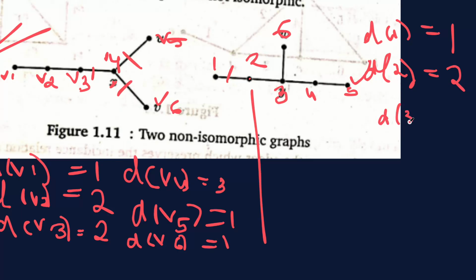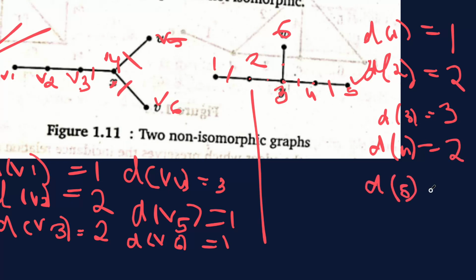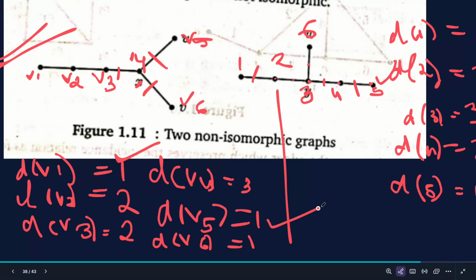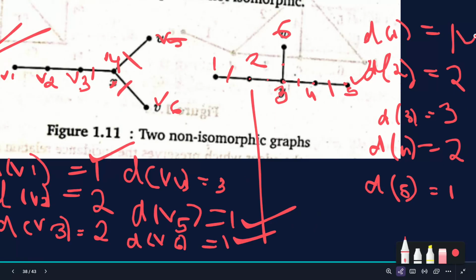Now the degree for vertex 3, if you consider this vertex, is 3. Degree for 4, if I am considering this vertex, it is 2. Now degree for vertex 5, if you consider this vertex, it is 1. So here, the degree of 1 is 3. Here, the degree of 6 is 2, I didn't find it, it is 3.